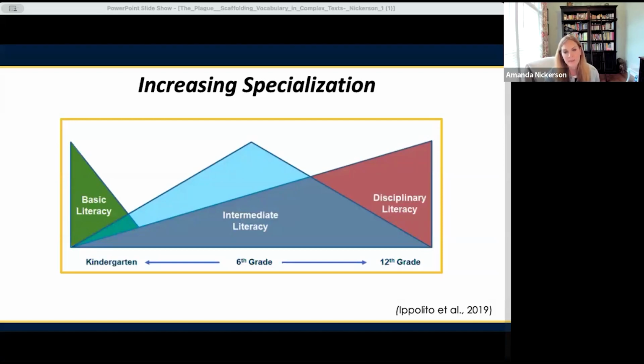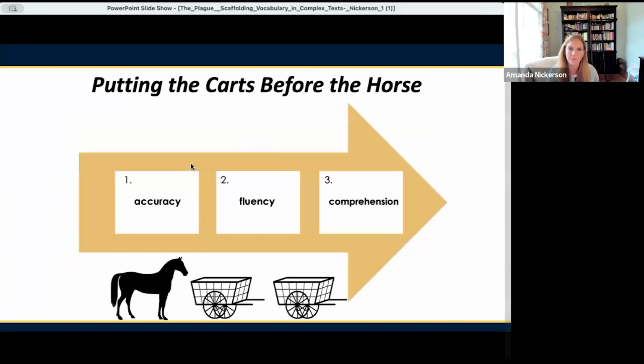And then you can see disciplinary literacy stretching across this entire K-12 continuum as well. But again, it peaks at 12th grade, where we see a lot of specialization in those content area texts and the vocabulary that students are interacting with.